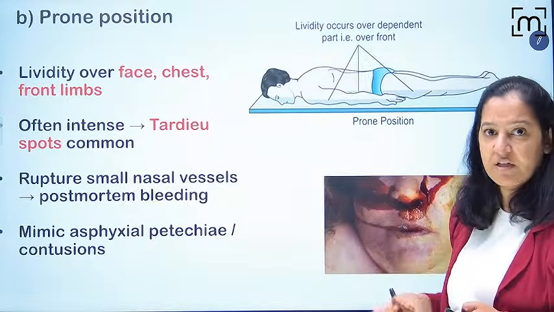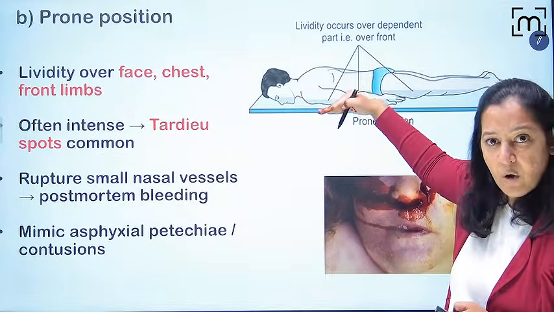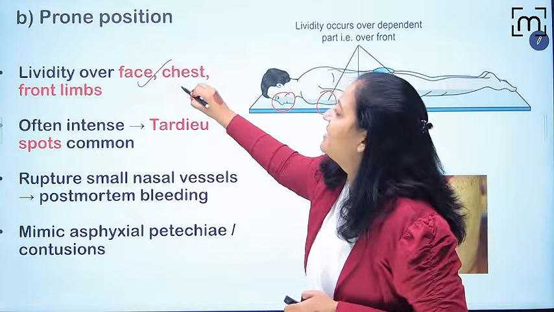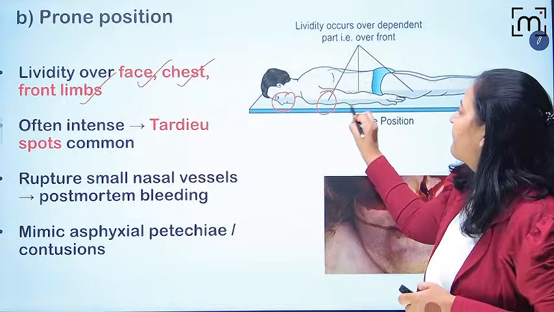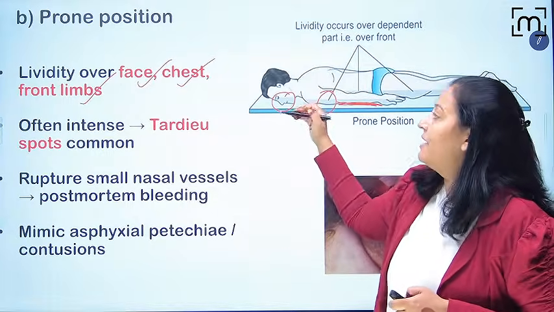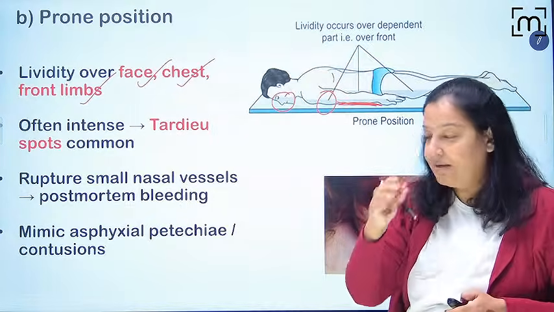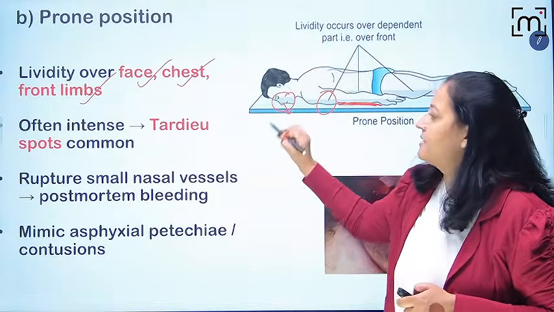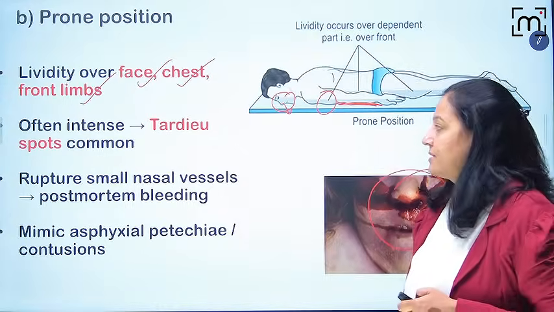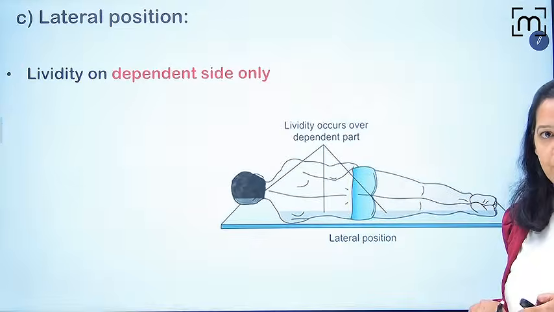I guess everyone got it. Coming to the prone. If the dead body is prone, what is the dependent area now? The dependent area is the face and chest, and the front of the limbs, not the back of the limbs. So this will be the lividity. Since the blood is stagnant on the face, sometimes nasal bleeding occurs from the dead body. Appreciate in this case, nasal bleeding can occur. Nasal bleeding is very common in the prone position.